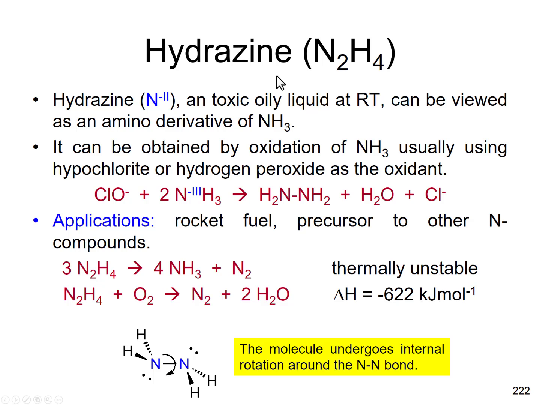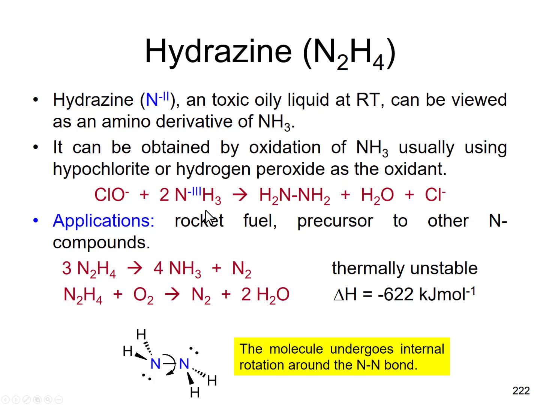Another very important compound is hydrazine. Hydrazine has a formula N2H4, and it contains the nitrogen atom in a -2 oxidation state. It is a toxic oily liquid at room temperature and can be viewed as an amino derivative of ammonia. So essentially, you are replacing one hydrogen in ammonia with an NH2 group. It can be obtained by oxidation of ammonia, usually using hypochlorite or hydrogen peroxide as the oxidant.